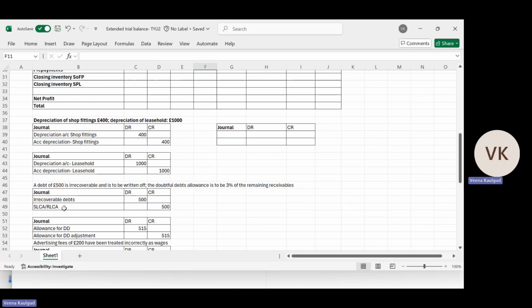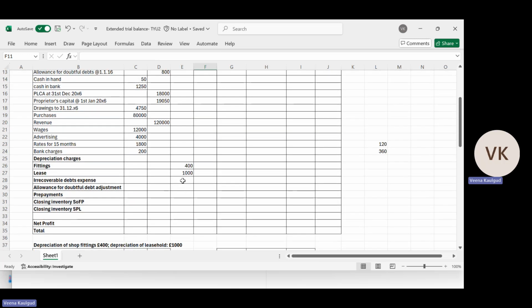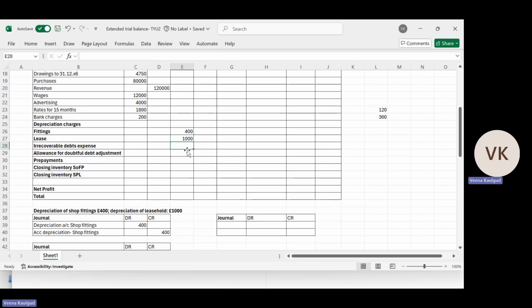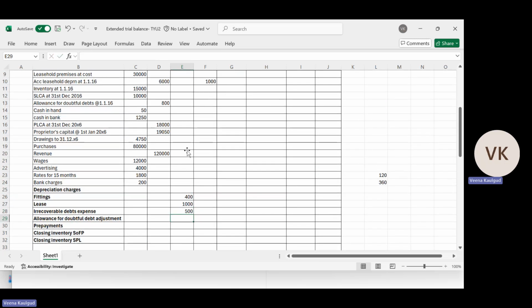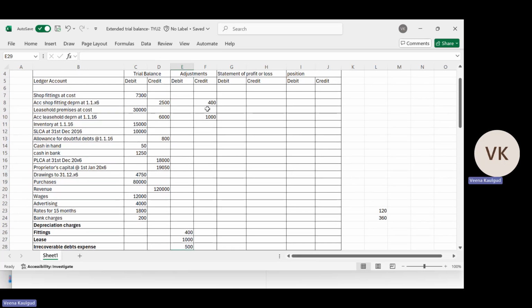Next journal is irrecoverable debt debit, RLCA credit. Okay, fine. Irrecoverable debt debit here, and that was 500, isn't it? So let me just record that. Irrecoverable debt account debit 500 and RLCA credit. So where is my RLCA? It is here, which is SLCA. So I'm going to write on the credit of that account. I have recorded on the SLCA on the credit side 500.